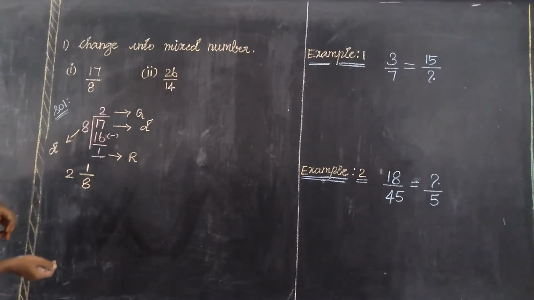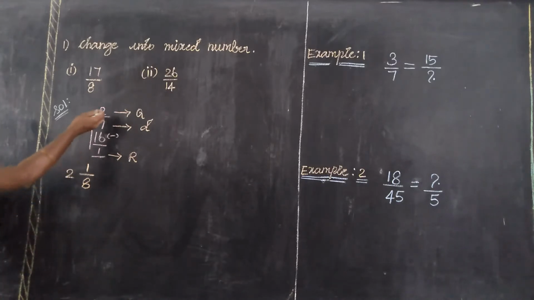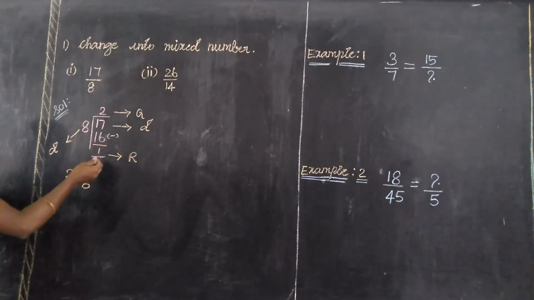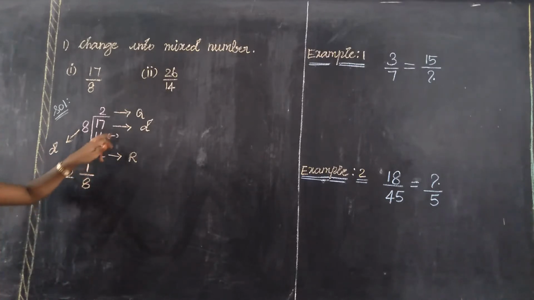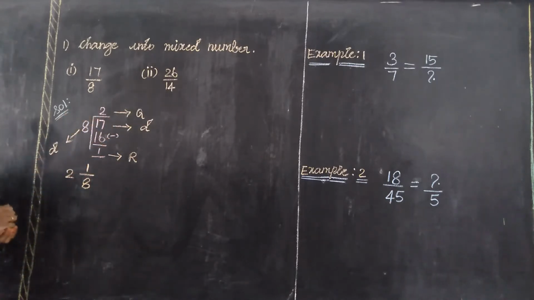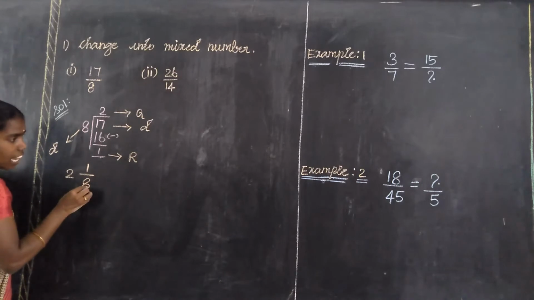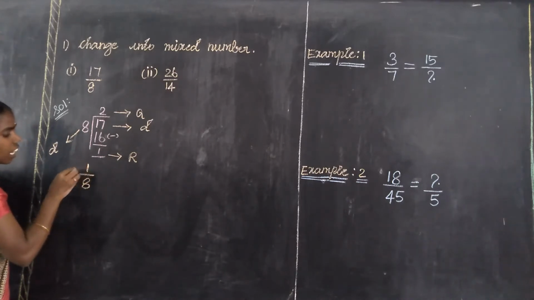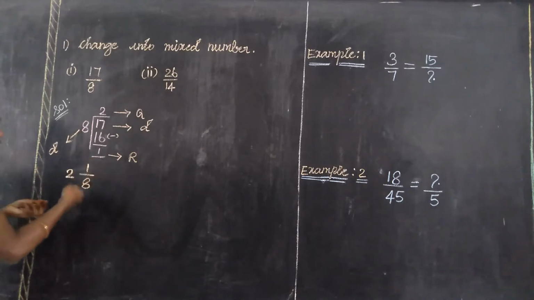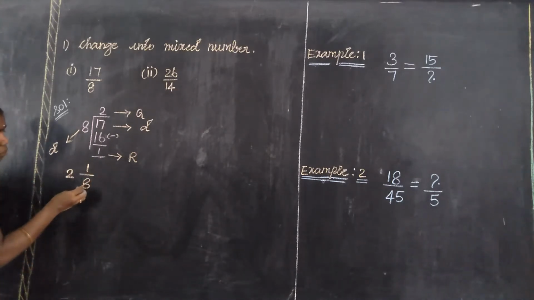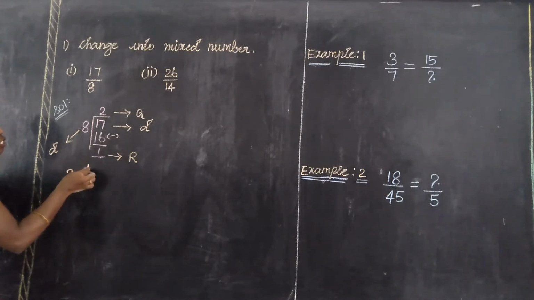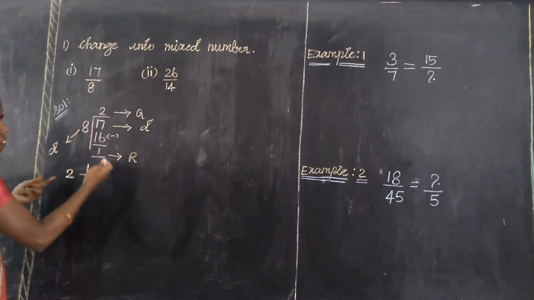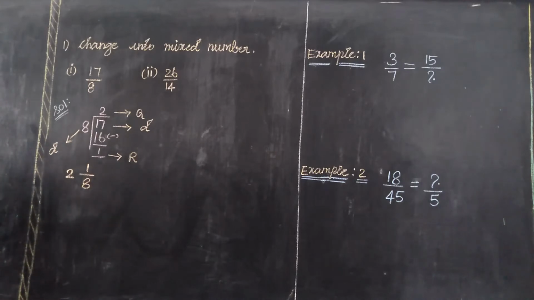Then how many times? 8 twos are 16. Subtract this value and the answer is 1. That means the remainder is 1 and the quotient is 2. So the divisor is 8, the remainder is here, and this is the quotient value. Then multiply: 8 twos are 16 plus 1, which is equal to 17. So simplify and find the answer.